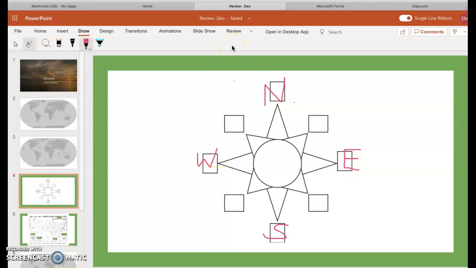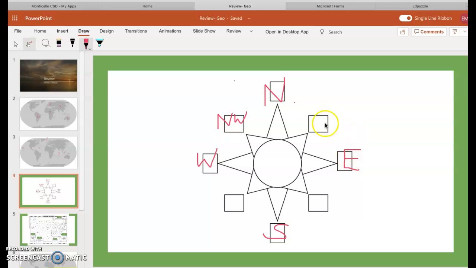Okay, so we have the 4 main cardinal directions, which are north, south, west, and east. Now there are 4 intermediate directions. So what are the 4 intermediate directions? Okay, so those are in between. North and west is northwest. We always start with north because it is to the north of west.